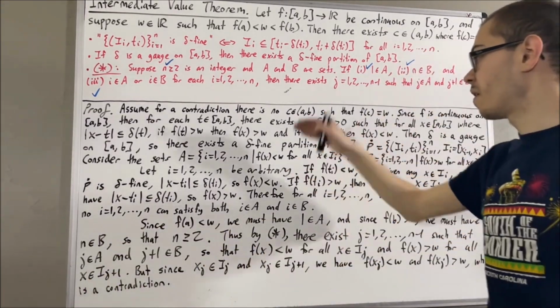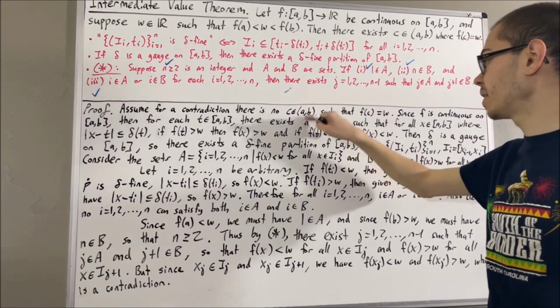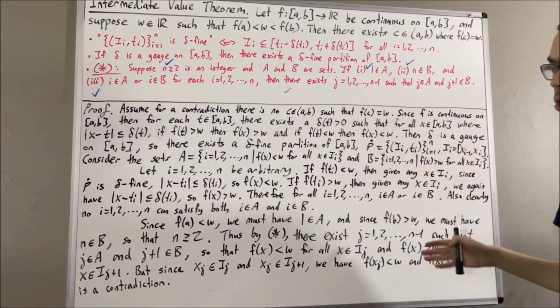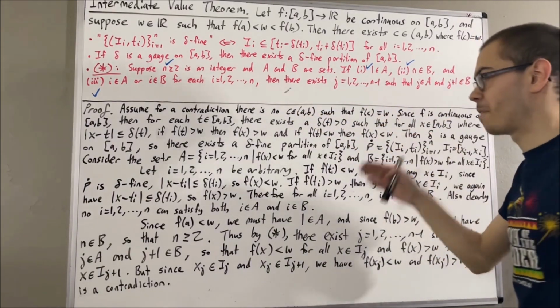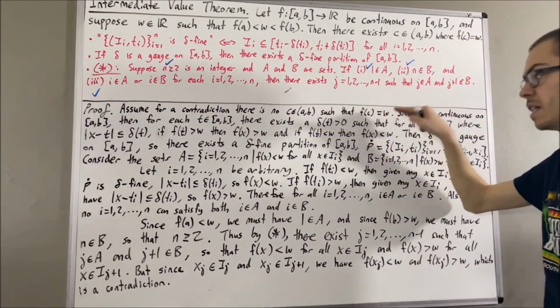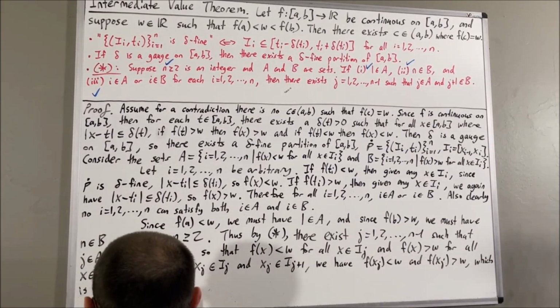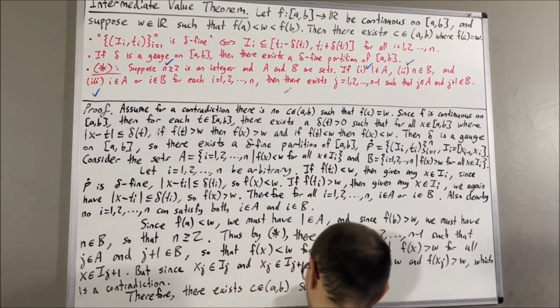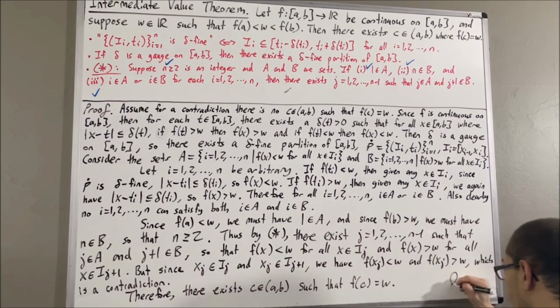Our assumption that there is no element c in (a, b) such that f of c is equal to w leads to a contradiction. So we must instead have that there does exist a c in (a, b) such that f of c is equal to w. And so this completes the proof.